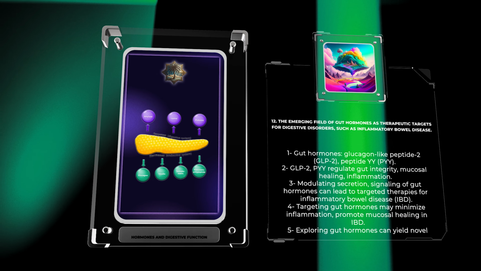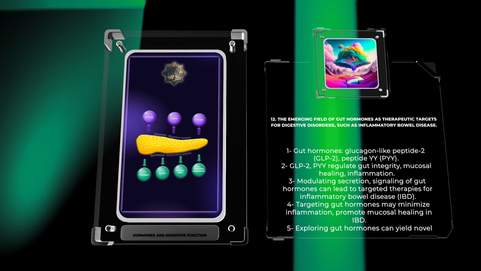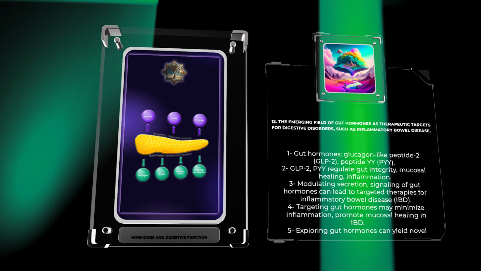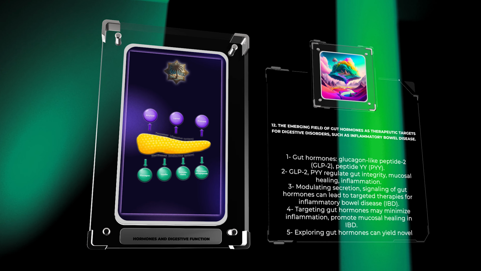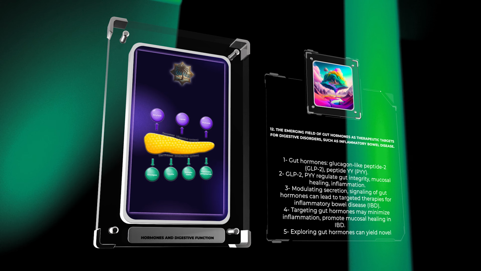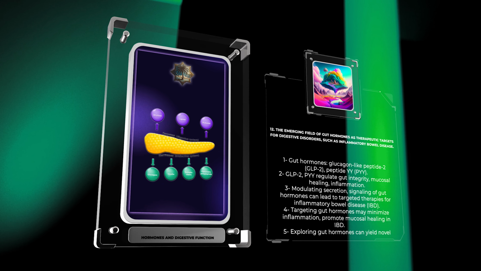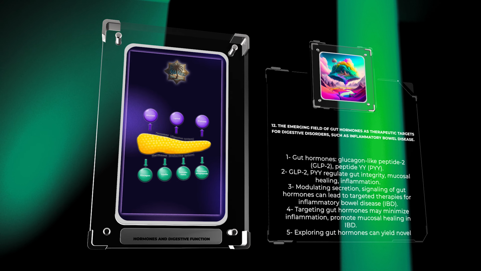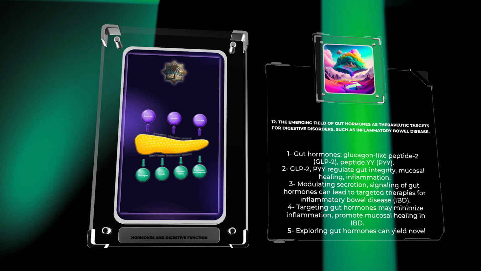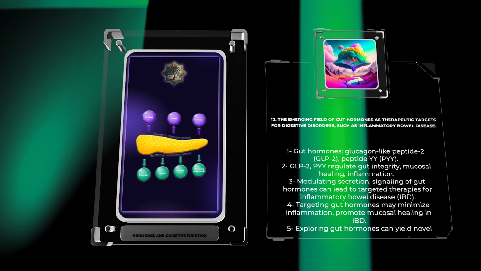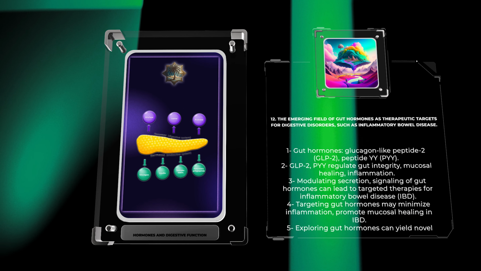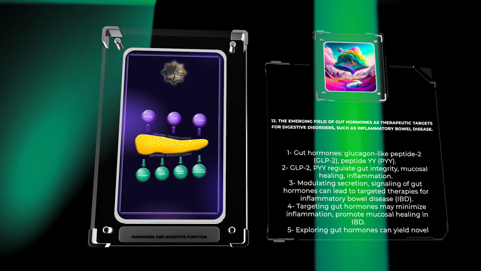Gut hormones, including glucagon-like peptide 2, GLP-2, and peptide YY, PYY, have recently emerged as potential therapeutic targets for digestive disorders, particularly inflammatory bowel disease, IBD. These hormones play crucial roles in regulating gut integrity, mucosal healing, and inflammation. By modulating the secretion and signaling of these gut hormones, it may be possible to develop targeted therapies for IBD, minimizing inflammation and promoting mucosal healing. In-depth exploration of the emerging field of gut hormones can yield novel treatment modalities for various digestive disorders.